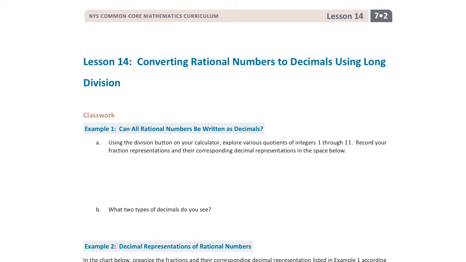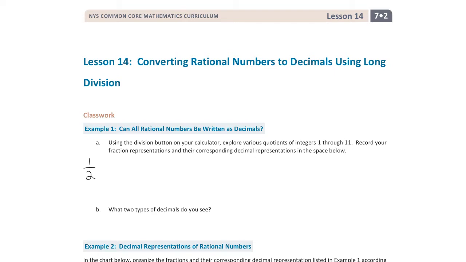Let's start example 1. Can all rational numbers be written as decimals? Using the division button on your calculator, explore various quotients of integers 1 through 11. Record your fraction representations and their corresponding decimal representations in the space below. So let's go ahead and do some examples. The first example I'm going to do is 1/2.